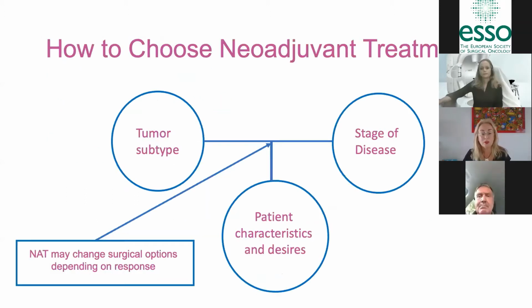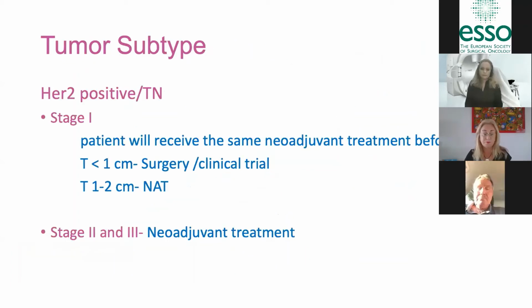So how do we choose neoadjuvant treatments? When we face a patient, we need to take into account several factors: the tumor subtype, the stage of the disease, and the patient characteristics and desire. And if you use neoadjuvant treatment, it may change surgical options depending on the response. So that's another factor to take into account. I'm just going to say something about the HER2 positive and the triple negative, because nowadays it's clear that in those patients with this type of tumor, if they are stage 2 and stage 3, neoadjuvant treatment is clearly indicated.